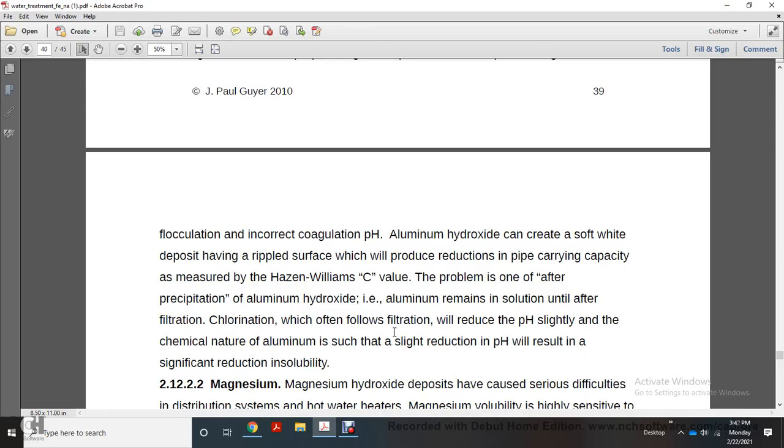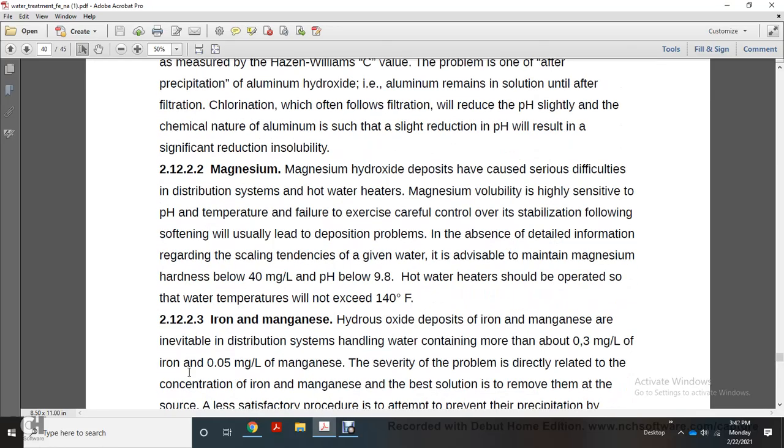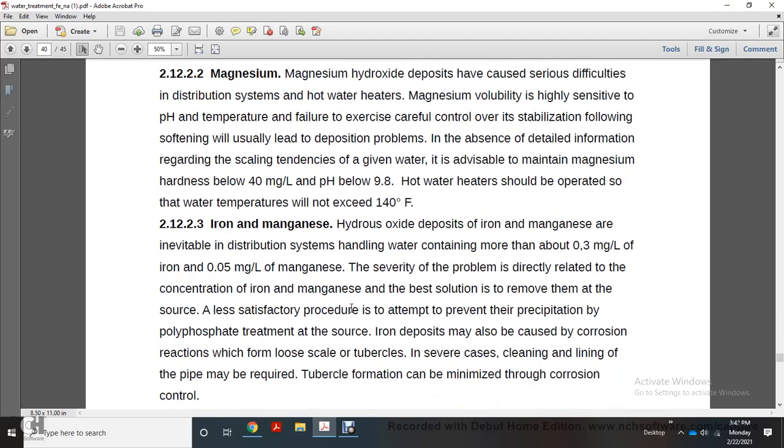The chemical nature of aluminum is such that a slight reduction in pH will result in a significant reduction in solubility. Next, magnesium. Magnesium hydroxide deposit causes serious difficulty in distribution system hot water heaters. Magnesium is very sensitive to pH and temperature. Failure to exercise careful control of overstabilization following softening usually leads to the deposition problem. In the absence of detailed information regarding the scaling tendency of a given water, it is advisable to maintain magnesium hardness below 40 milligrams per liter and pH below 9.8. Hot water heaters should be operated so that the water temperatures will not exceed 140 degrees Fahrenheit.